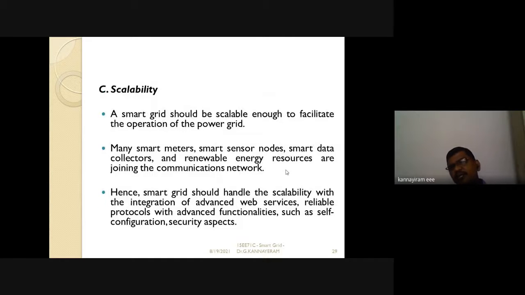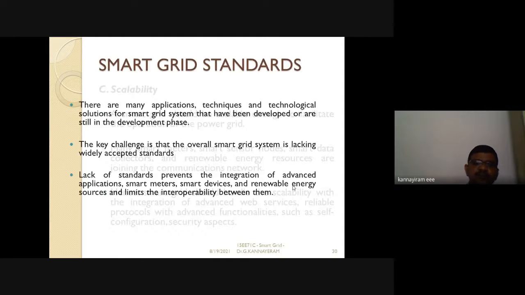Then the third important requirement is scalability. A smart grid should be scalable enough to facilitate operation of the power grid. Here, many smart meters, smart sensor nodes, data collectors, data concentrators, and renewable resources like solar and wind are joined to the communication network. The smart grid should handle scalability, the integration of advanced web services, and reliable protocols with advanced functionality such as self configuration, and it can also provide some security. That is the importance of scalability.